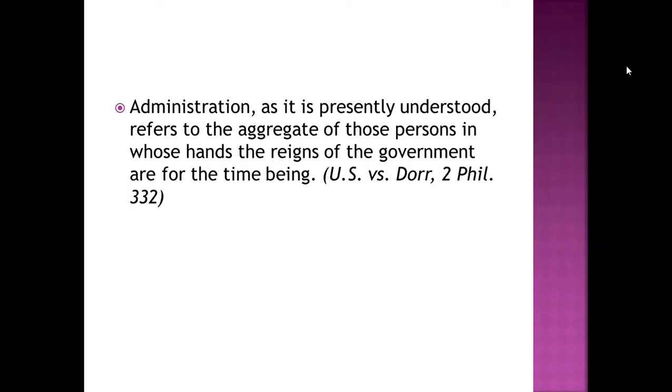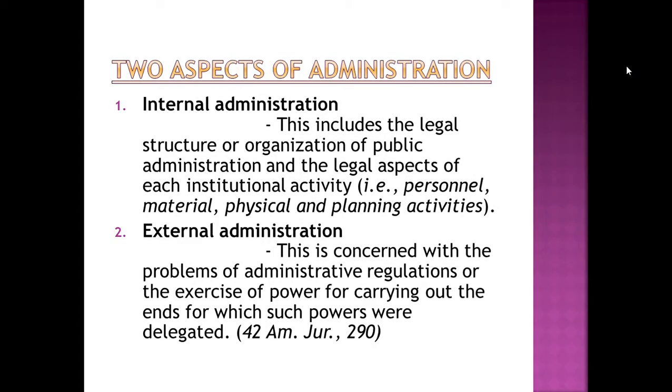Now that we have defined what is administration, let us discuss the aspects of administration. In our lecture, we have two aspects of administration. First, the internal administration, and the second, external administration. Now, what is internal administration? Internal administration includes the legal structure or organization of public administration and the legal aspect of its institutional activity. For example, the personnel, material, physical, and planning activities. These are the basic key aspects of administration.